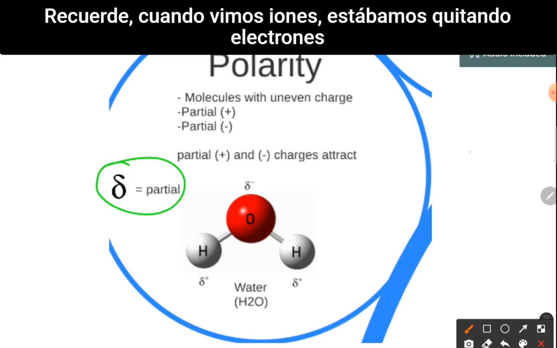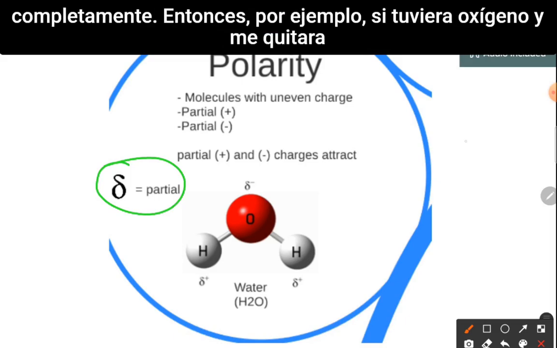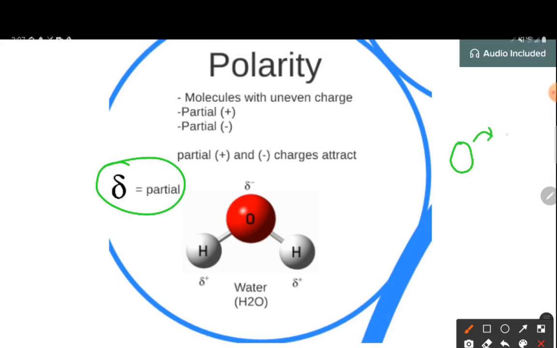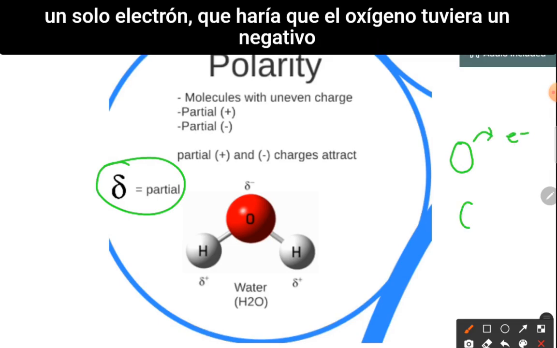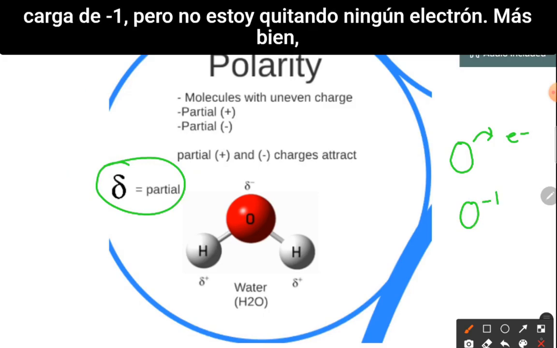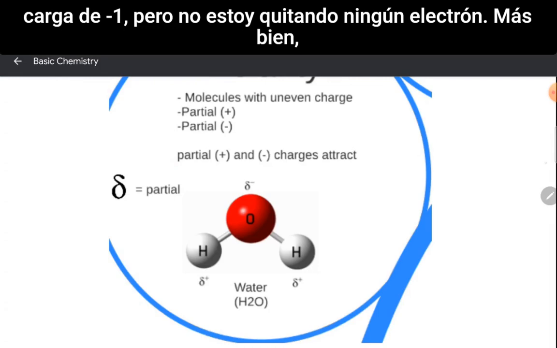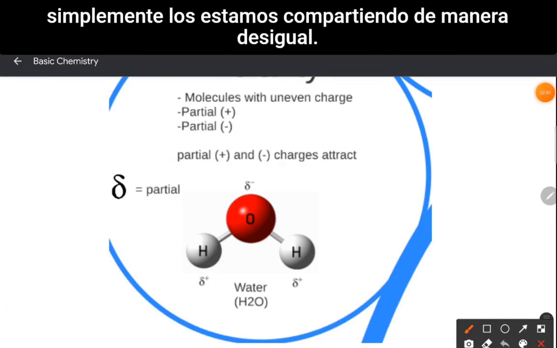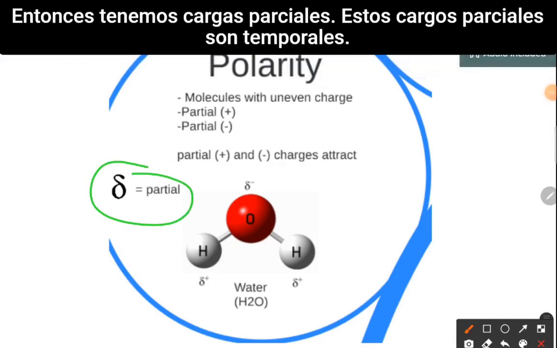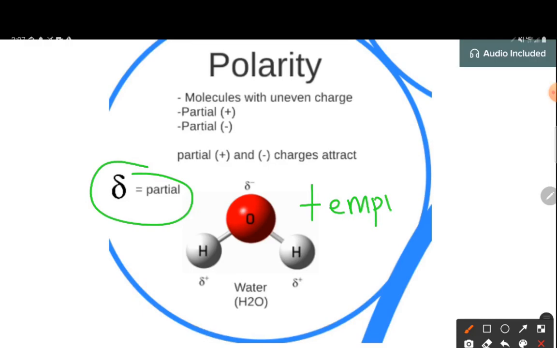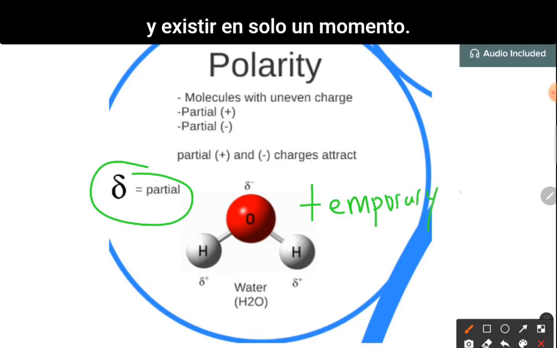Remember, when we saw ions, we were taking away electrons completely. So for example, if I had oxygen and I took away a single electron, that would make oxygen have a negative charge of 1. But I'm not taking away any electrons. Rather, we are just sharing them unevenly, and so we have partial charges. These partial charges are temporary, and they exist in only a moment.